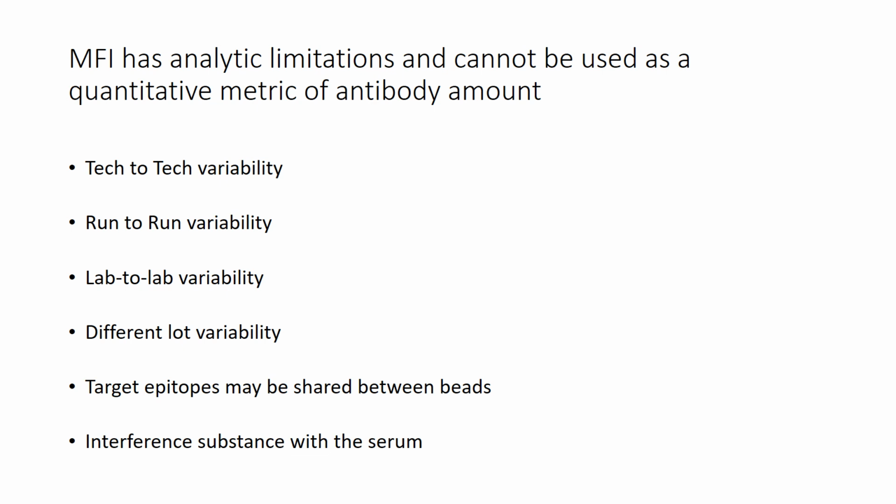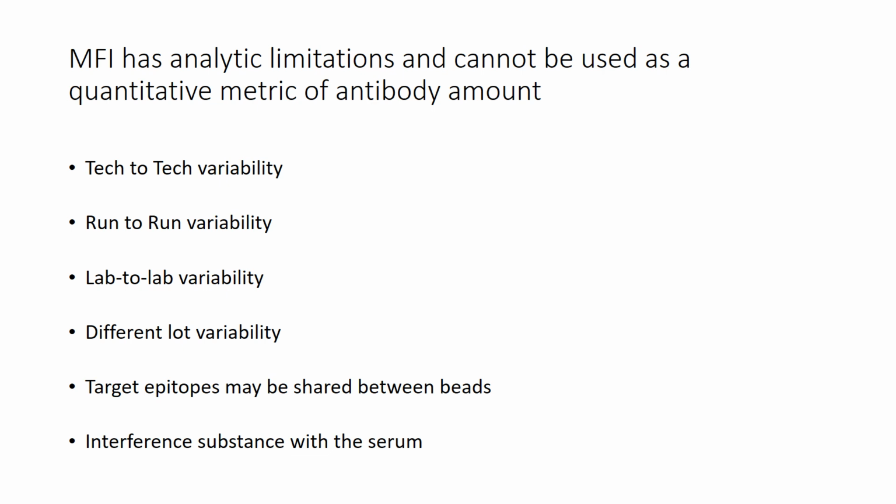So this is just a disclaimer when you use the mean fluorescence intensity or the antibody strength. So for example, if your lab is sharing this information with you or giving you the mean fluorescence intensity, you have to use it with caution, because there are a lot of limitations, and MFI cannot be used as a quantitative metric for antibody amount. First, because there is tech-to-tech variation, and also there is run-to-run variability. You can even see different results between different labs. If the labs are using different lot numbers, it will also have different results.